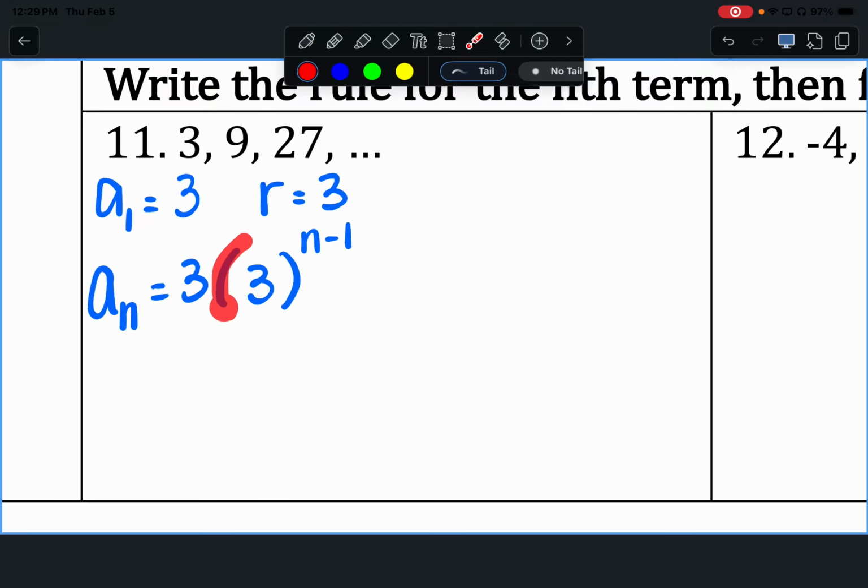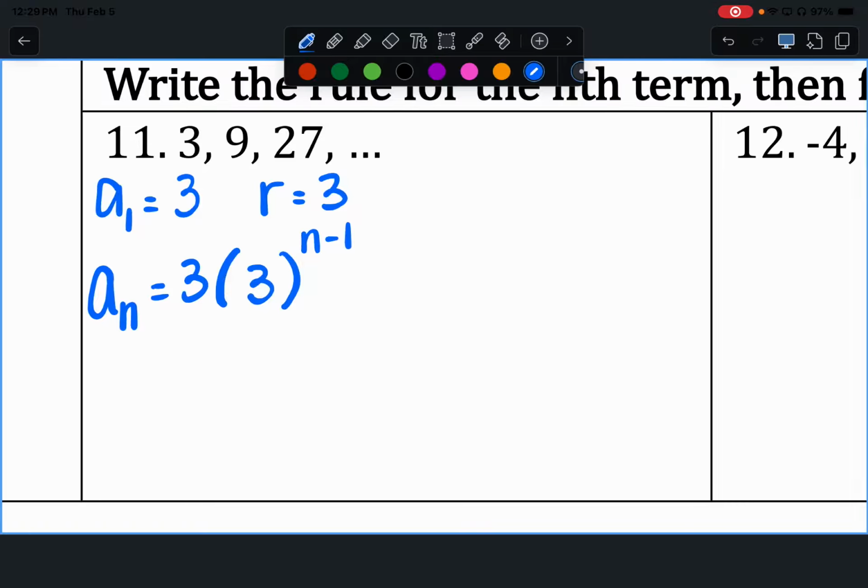I do recommend you use parentheses here. The reason being, if we have to plug in a negative number right there, having the parentheses ensures the exponents give you the right answer. Remember how exponents and negative numbers in the calculator are a little weird? Yes. You have to be careful, so using parentheses helps you avoid that.